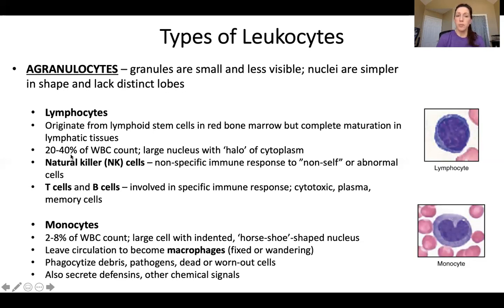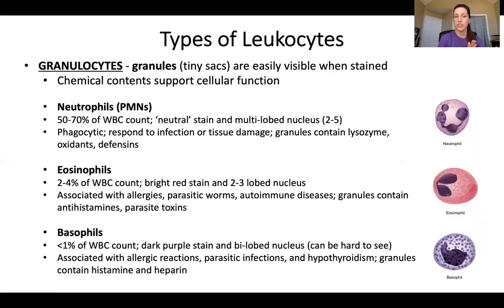You've got about 20 to 40% of your white blood cell count here. So lymphocytes are the second most numerous type of leukocyte. Let me say that again, just so it makes sense. If you look back at your neutrophils, they're number one. They're the most abundant with 50 to 70% of your white blood cell count. When you look at eosinophils and basophils, that percentage drops way, way down.